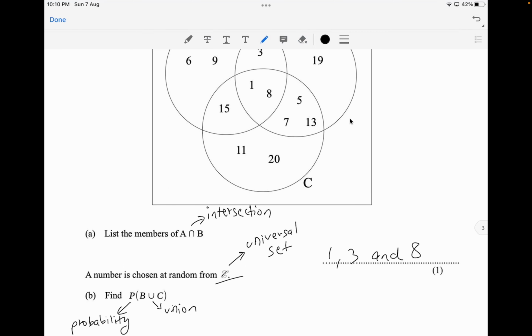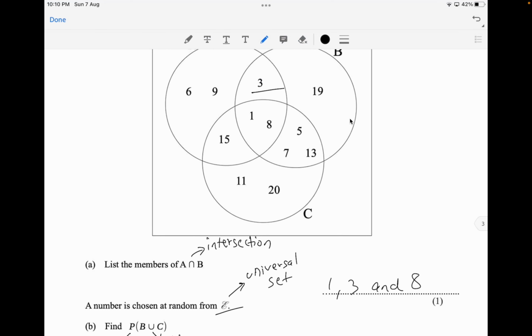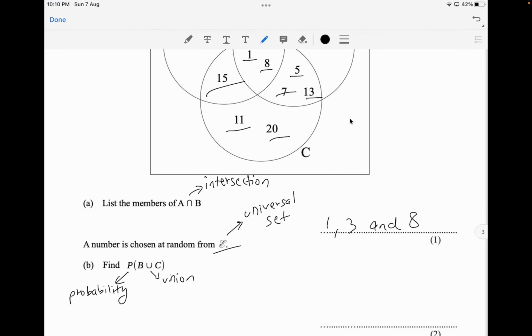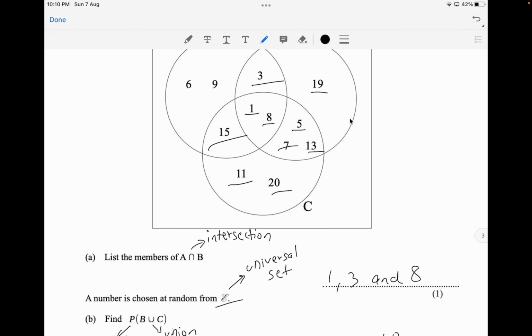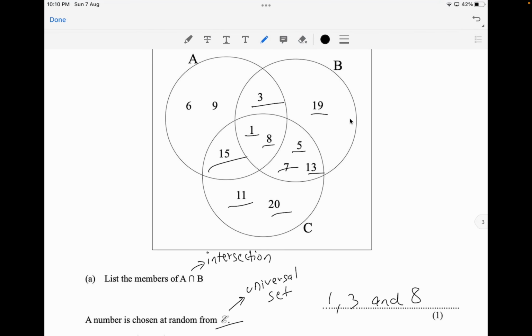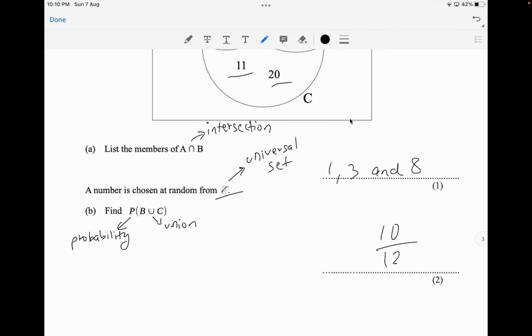In this case, you have to know the probability of B union C. If you can notice, we have to calculate how many numbers are there. So you have 1, 2, 3, 4, 5, 6, 7, 8, 9, 10. There are 10 numbers in B union C. So you're going to write down 10 divided by a total of 12 numbers. So you have 10 divided by 12.